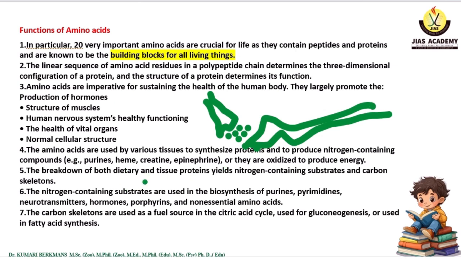And breakdown of both dietary and tissue protein yields nitrogen containing substrates and carbon skeletons. The nitrogen containing substrates are used in the biosynthesis of purines and pyrimidines, neurotransmitters, hormones, porphyrin and non-essential amino acids. See, the neurotransmitters and hormones are all very, very important for the body. So the protein synthesis as well as the protein intake should be proper. If we take proper protein intake, our body will be very healthy, and it helps the protein synthesis in a proper way.